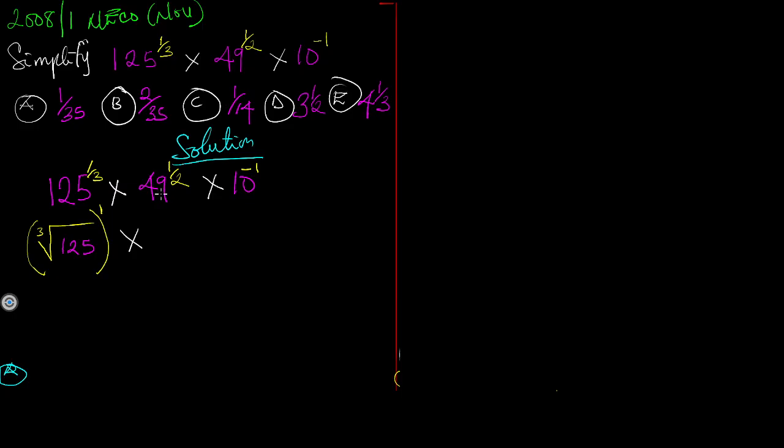Same thing here, 1 over 2. That will be square root because it is 2. That will be square root of 49. And we are multiplying it with the number of times, that is 1. That is what that numerator stands for.